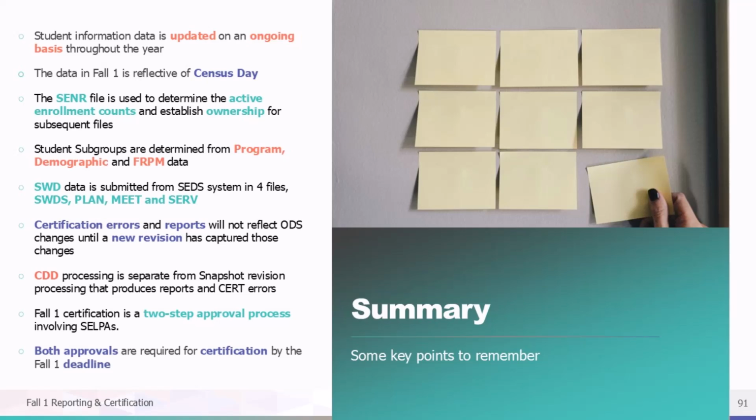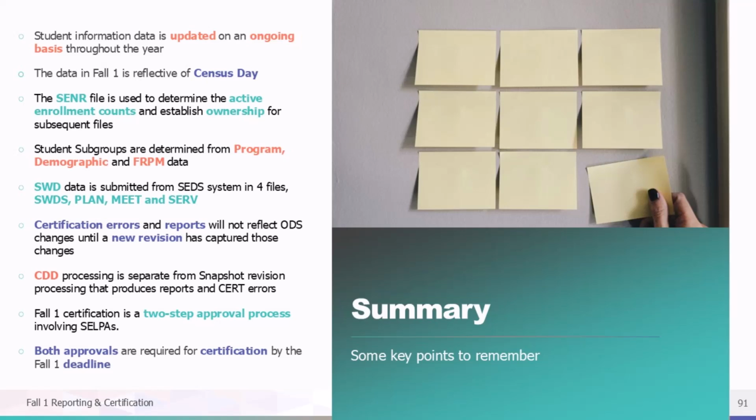The data in Fall 1 is reflective of Census Day. The SENR file is used to determine the active enrollment count and to establish ownership of subsequent files. So this is a point that we talk about in the data population. Ownership comes from the enrollment file. You must establish ownership of your students by first submitting the enrollment, then submitting the subsequent files.